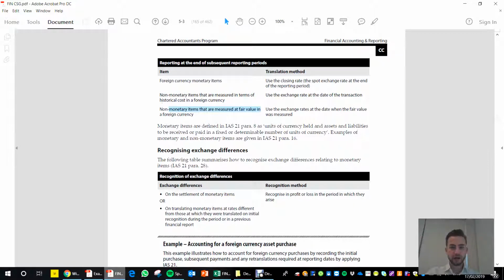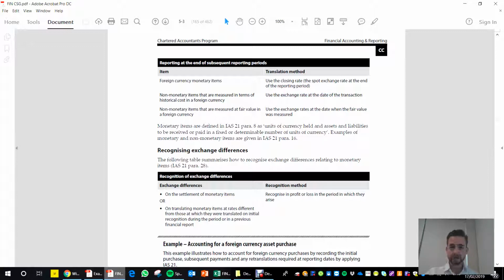And non-monetary items that are measured in fair value in a foreign currency. So obviously the difference between the two is fair value, you revalue it to market value at end of financial period, whereas historical cost, you might either have a write down or a depreciation cost if it's a proper PP&E item. So they're changing value, you have subsequent measurement.